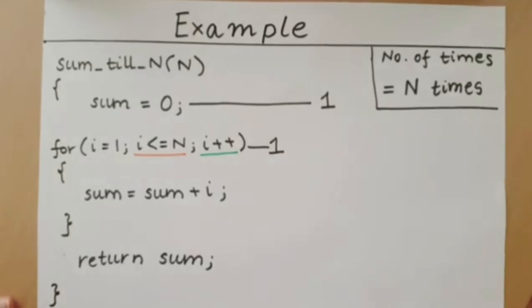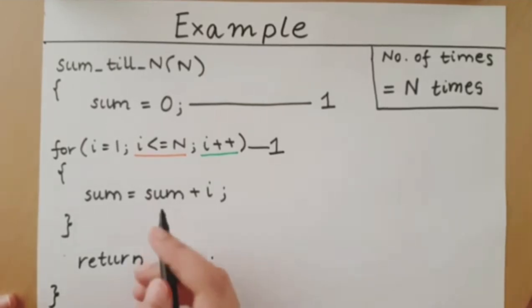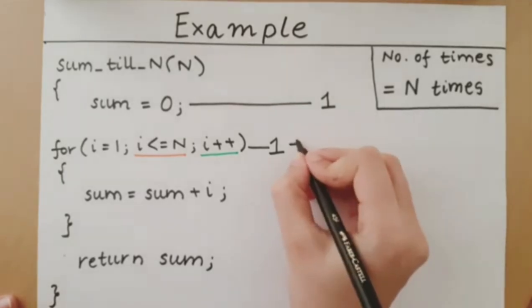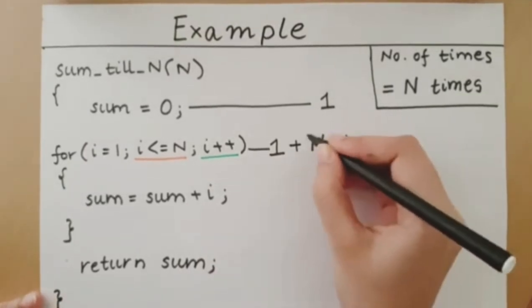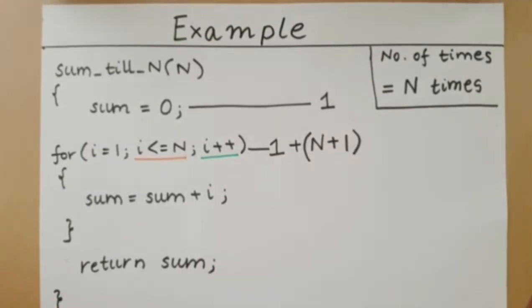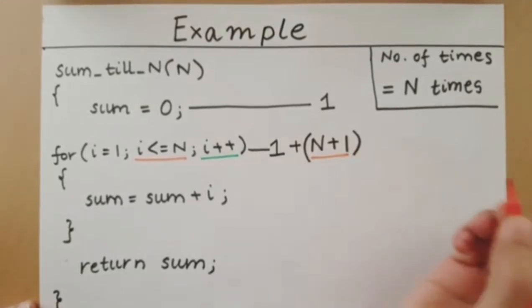So the condition is checked at the beginning of all the n times that the loop is entered. At the n plus 1th time, the condition fails and the access to the loop is restricted. So the condition is checked n plus 1 times: n times when it enters the loop and 1 extra time when the loop access is restricted and the condition fails. So n plus 1 is for the condition.